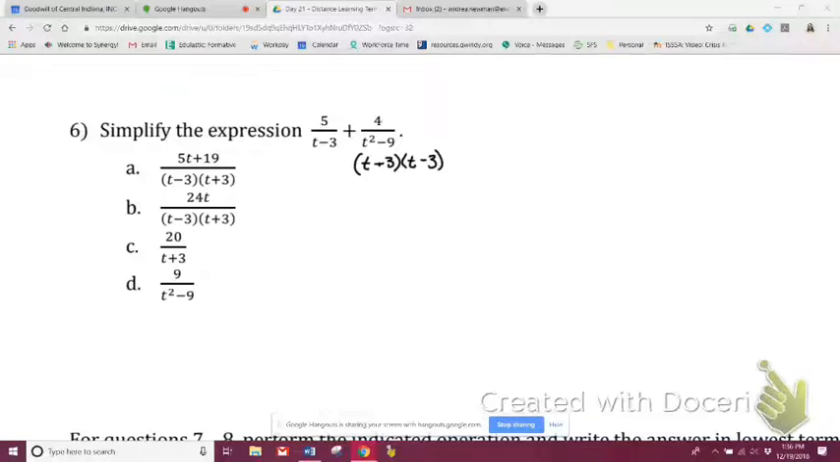So what do we have to multiply that first set of parentheses by? What's missing in the denominator of the first fraction? The t plus 3. So you're going to have to multiply this first fraction by t plus 3 divided by t plus 3.